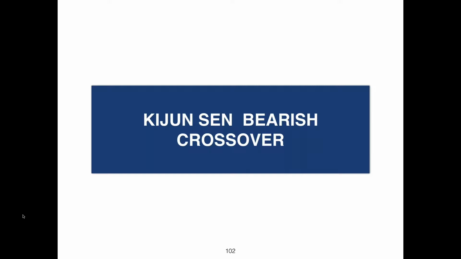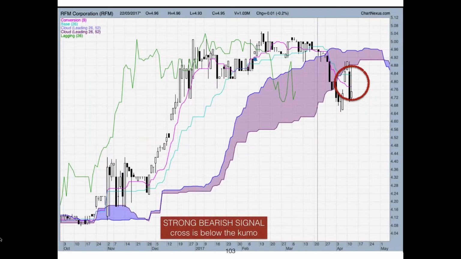Let's talk about Kijun-sen bearish crossovers. A bearish crossover happens when the price breaks below the Kijun-sen. RFM made a strong bearish Kijun-sen crossover when the price went below the Kijun-sen. As this happened, the price was also below the Kumo. So if the price crossover below the Kijun-sen happens below the Kumo, then we have a strong bearish signal.